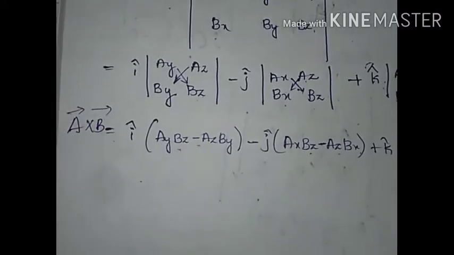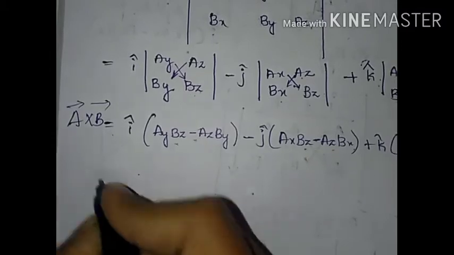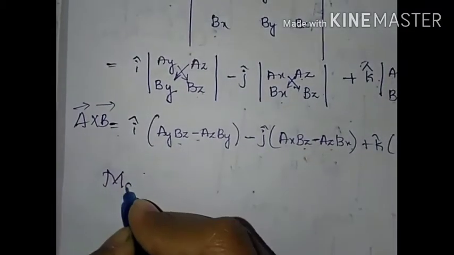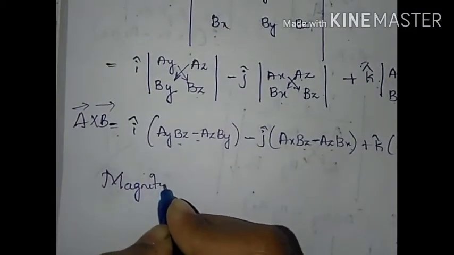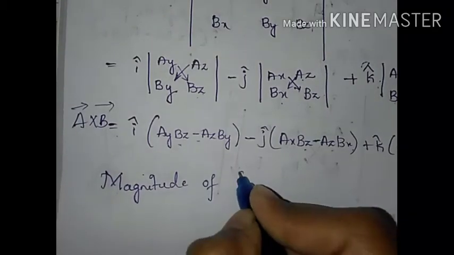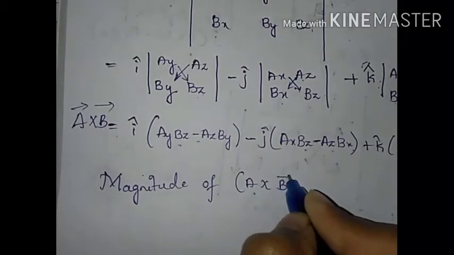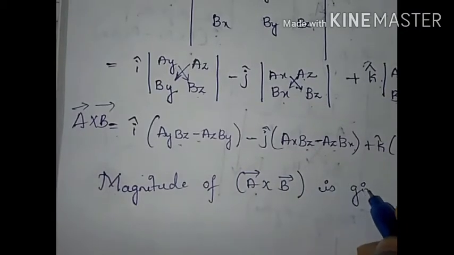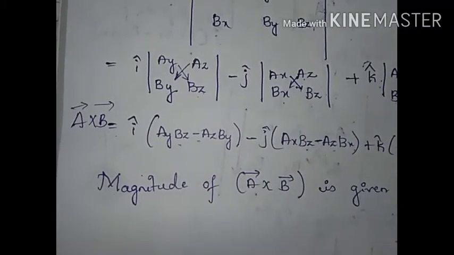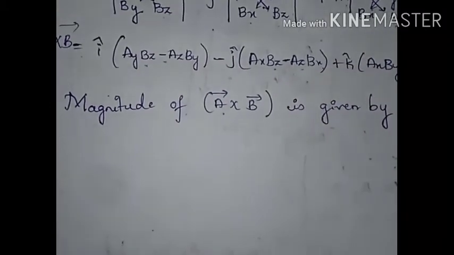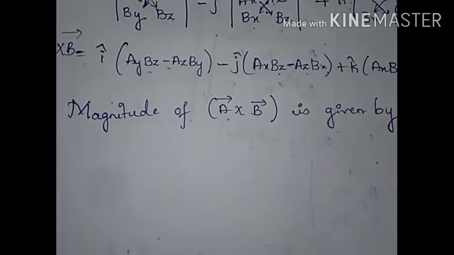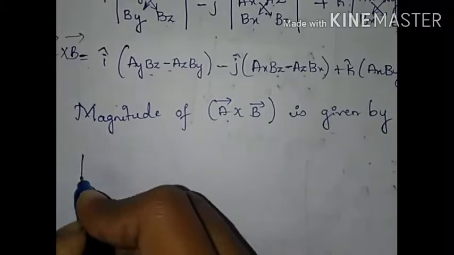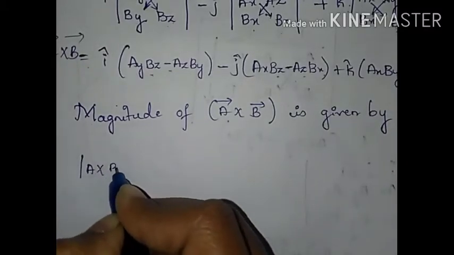Now the magnitude of this vector A cross B is given by... You have done A cross B, but now you have to find the magnitude. The magnitude is denoted like this.